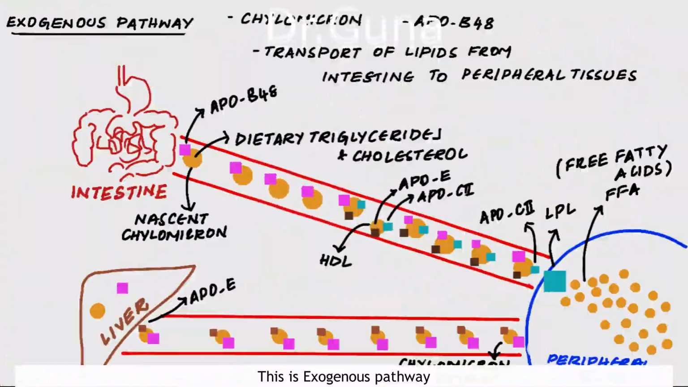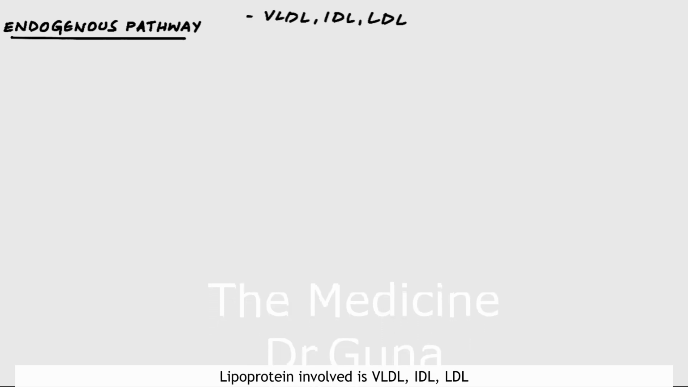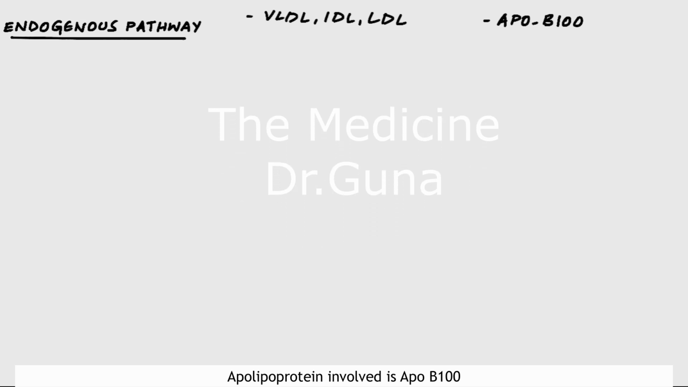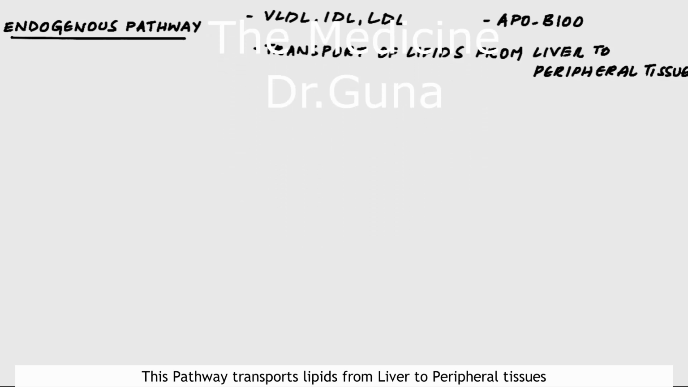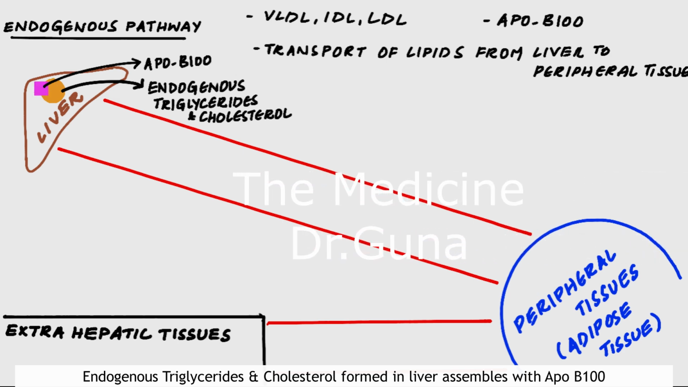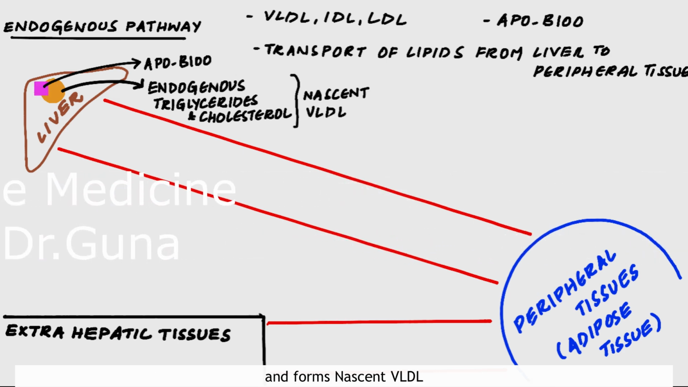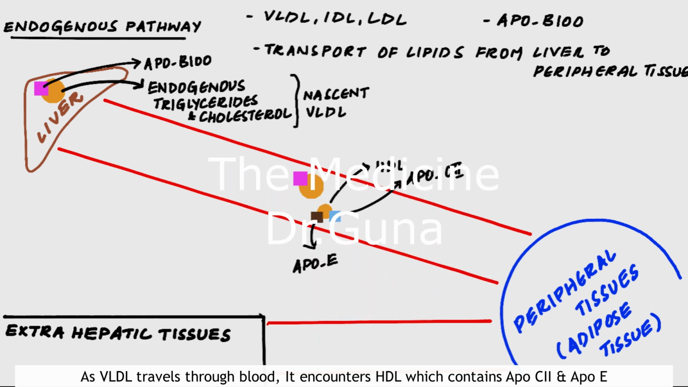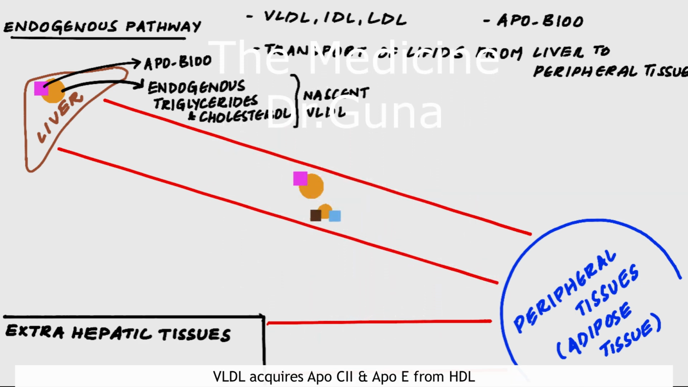This is exogenous pathway. Let's see endogenous pathway. Lipoprotein: VLDL, IDL, and LDL. Apolipoprotein: ApoB100. This pathway transports lipids from liver to peripheral tissues. The endogenous triglycerides and cholesterol formed in the liver assemble with ApoB100 and form nascent VLDL. As VLDL travels through blood, it encounters HDL, which contains ApoC2 and ApoE. VLDL acquires ApoC2 and ApoE from HDL.